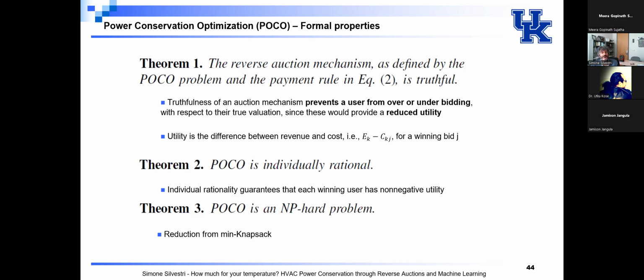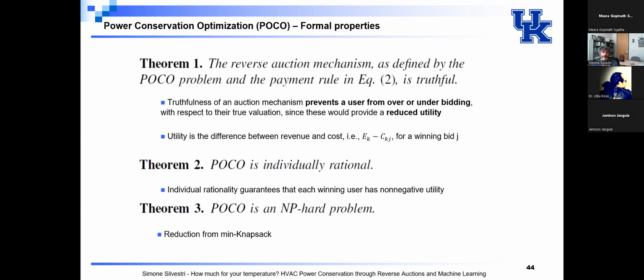So you can do that, but if the auction is truthful, this deviation from your reference price or target value actually incurs a reduced utility, meaning that you may either make less money if you win, or there is less chance that you're going to win because you're asking too much. This of course needs to be proven and depends on how the auction is set up and designed, but we were able to prove it for this optimization problem. Also, we proved that it's individually rational, so everybody has a non-negative utility.